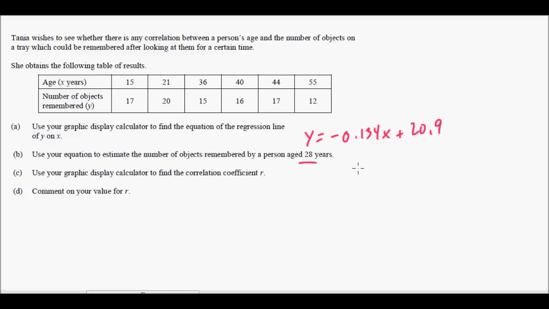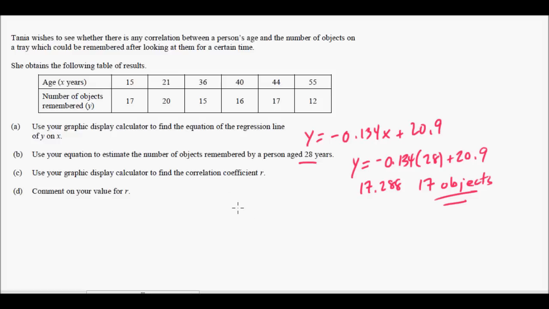Well, all you have to do is sub in for x there, because x is age. So it would be y equals negative 0.0134 times 28 plus 20.9. Now, if you do this out, I'm not going to waste your time on it, it's 17 and change. I think it's 17.288 or something like that. Well, obviously, we're going the number of objects, you can't have a 0.288, so it's going to be 17 objects here. Okay, so you just got to use a little bit of logic there.